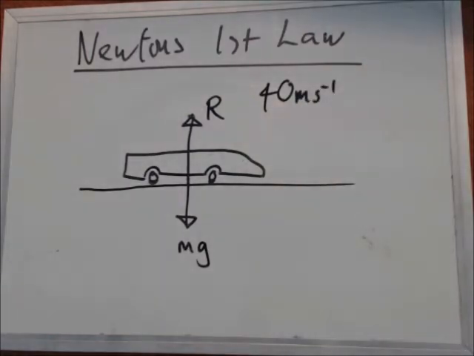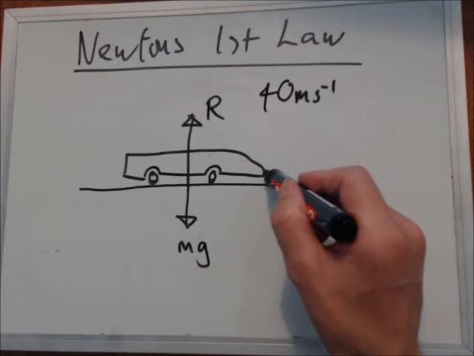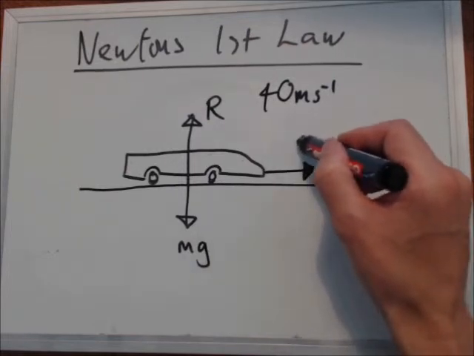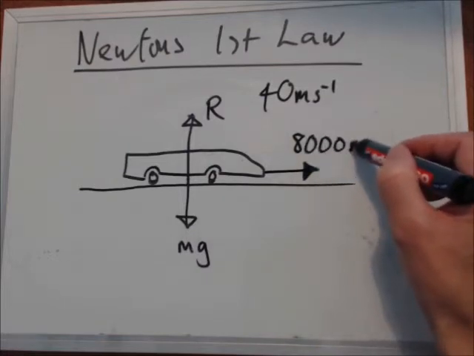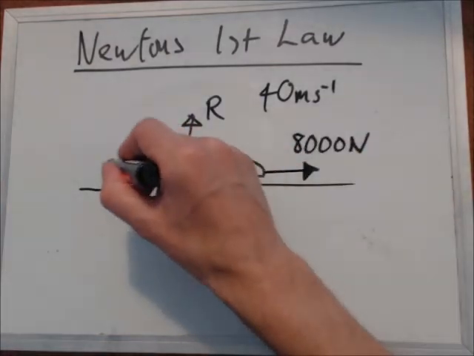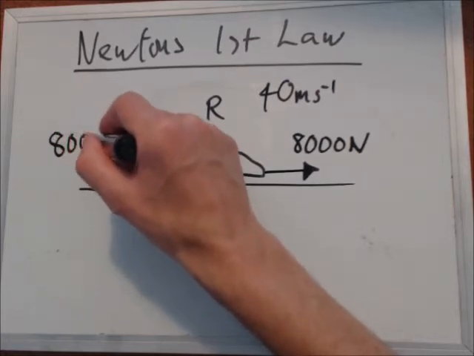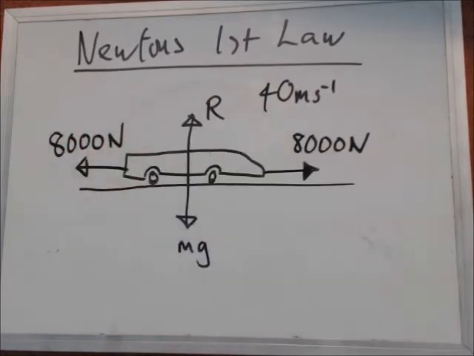Now, it can also be in equilibrium. So, for instance, if we had a thrust of, say, 8,000 newtons, and we had an equal and opposite resistance of 8,000 newtons, it would not be accelerating. So it will be continuing to move in a straight line at a constant velocity, thus following Newton's first law.